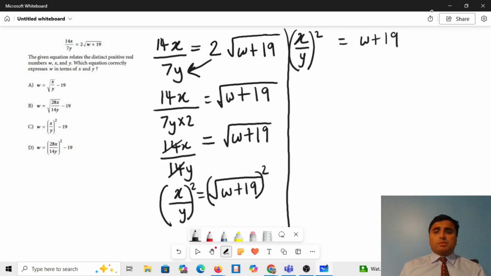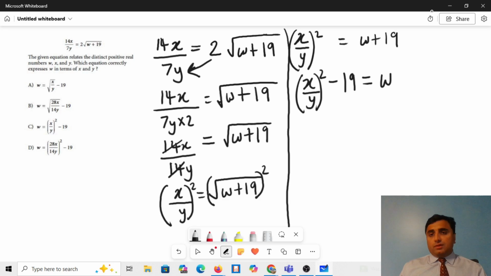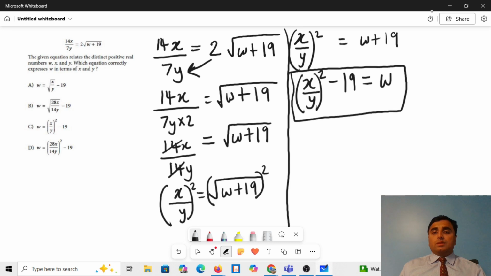Now we subtract 19 from both sides, so that we'll have the value of w in terms of x and y. So we'll continue down here: x over y whole squared minus 19 is equal to w. So we have the value of w right here in terms of x and y. So this is what we get: x over y whole squared minus 19 is equal to w. Let me write it this way: x over y whole squared.